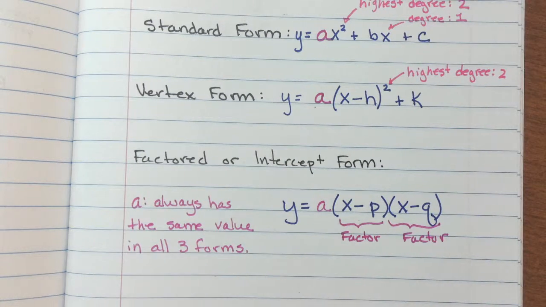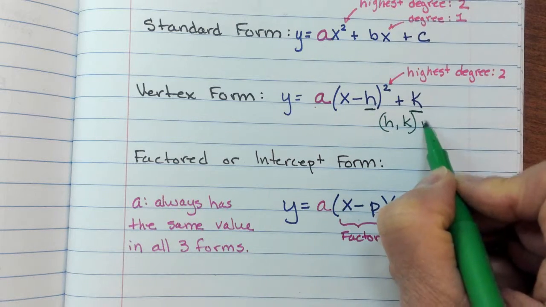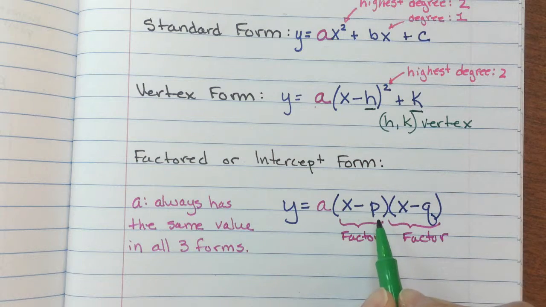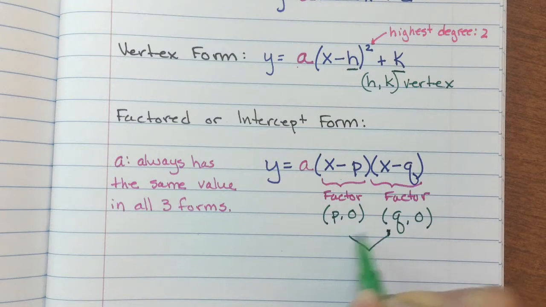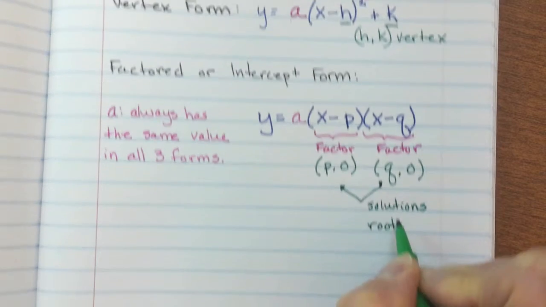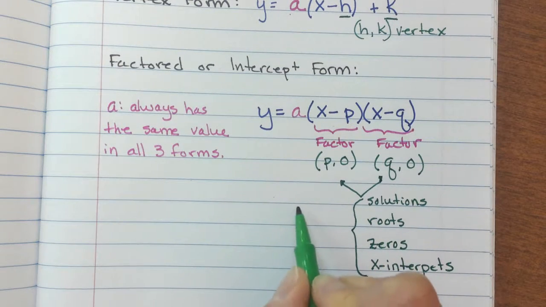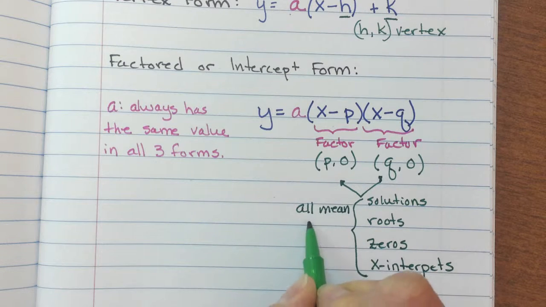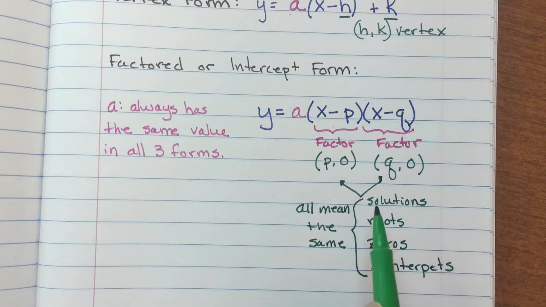So do you remember what your h and your k are? So here in vertex form, your h and k, this here is your vertex. And then we'll be seeing here that p, I'm going to write it like this, p comma 0, and q comma 0, those are your solutions, roots, zeros, or x-intercepts. So this here all means the same. So you have to recognize when you see those words that it's basically asking for your x-intercept.